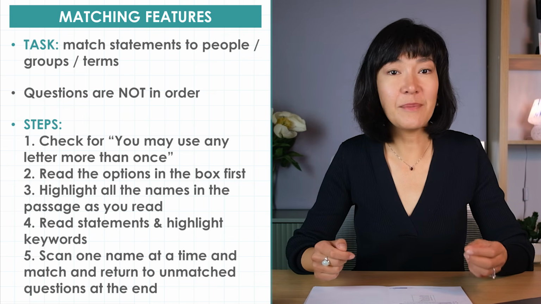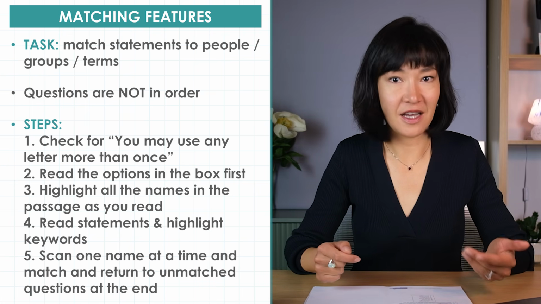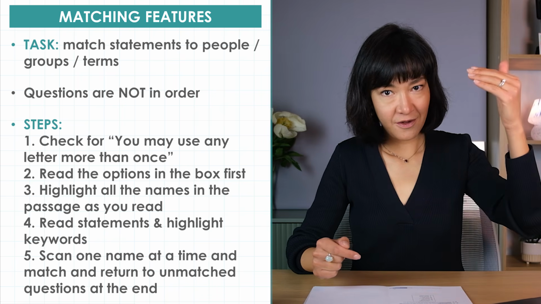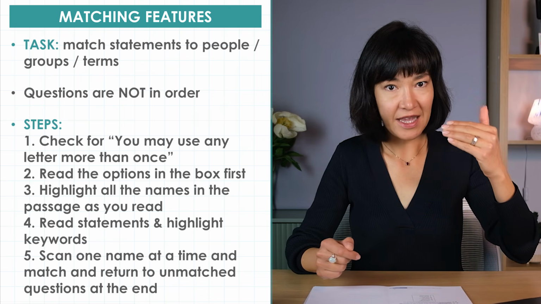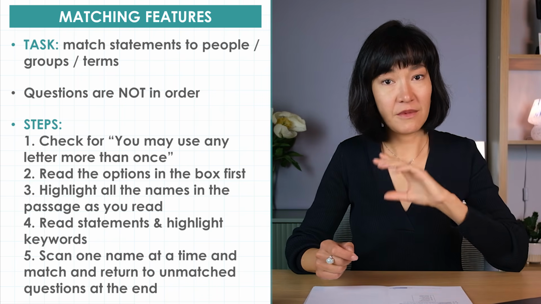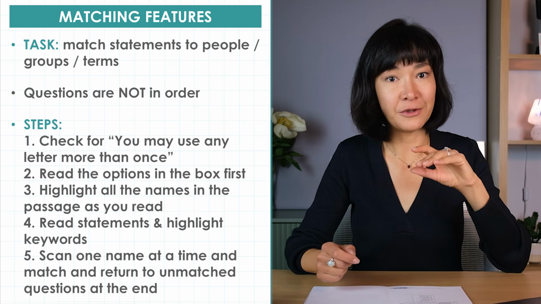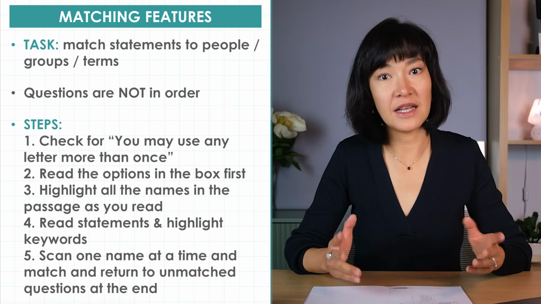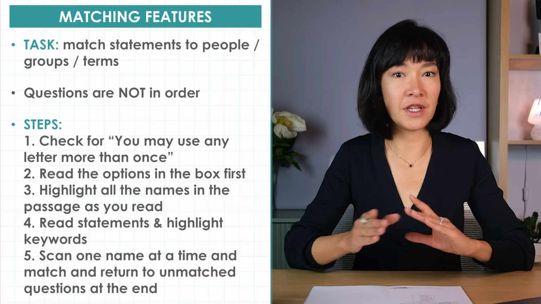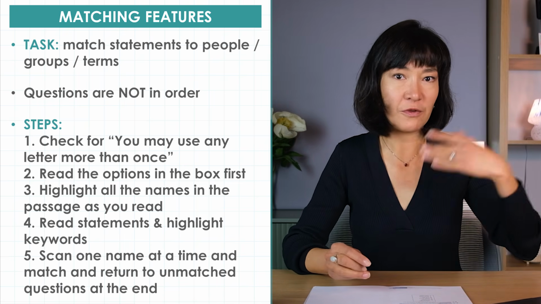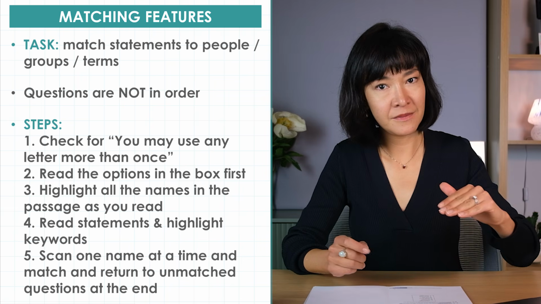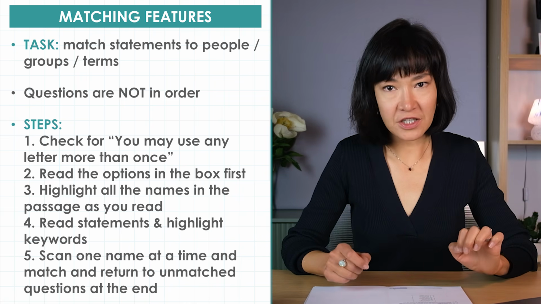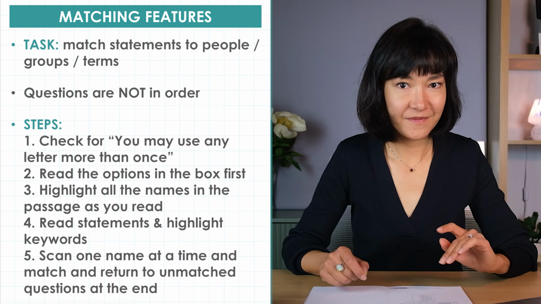Now, scan the passage one name at a time. Start reading or scanning, looking for the first name. Then once you find it, slow down. Read what the passage says about that person, usually a sentence or two around the name. Some information maybe before, some after. So try to match it to the statements.